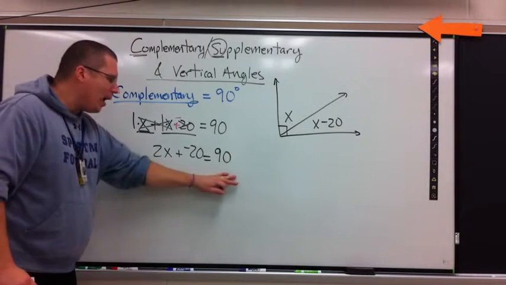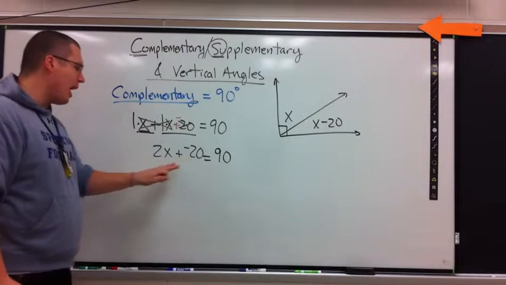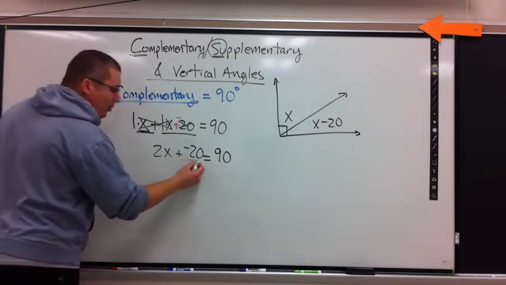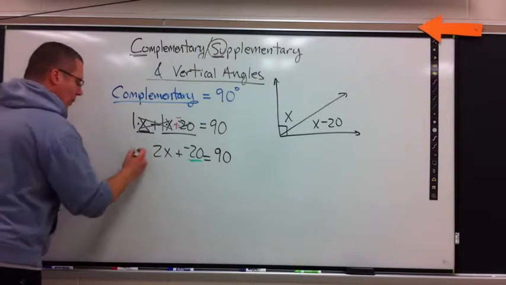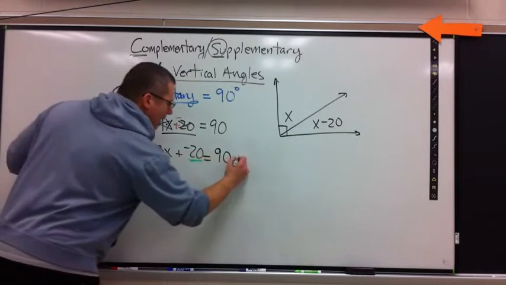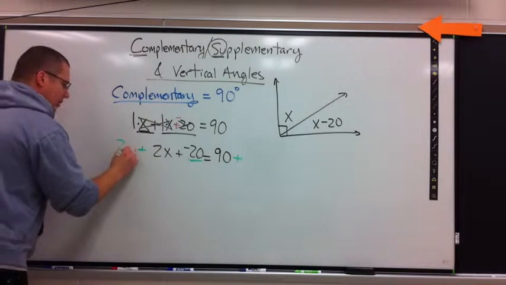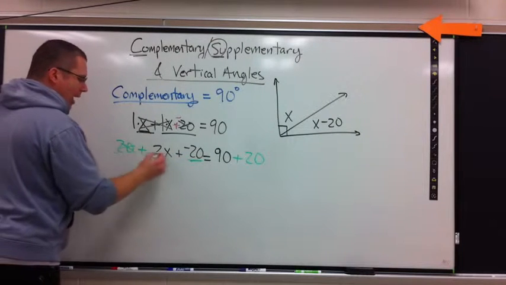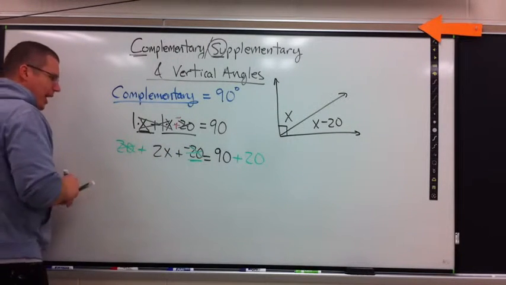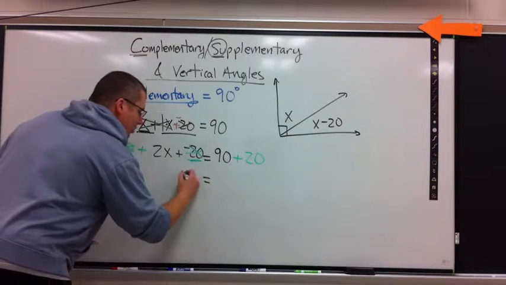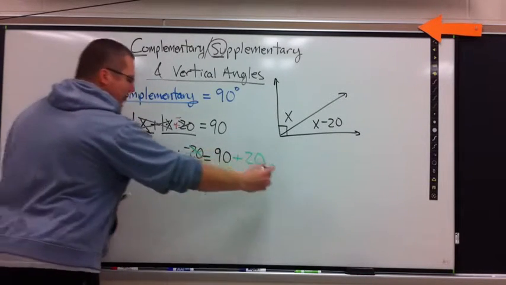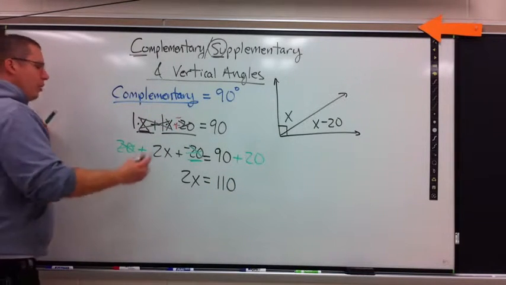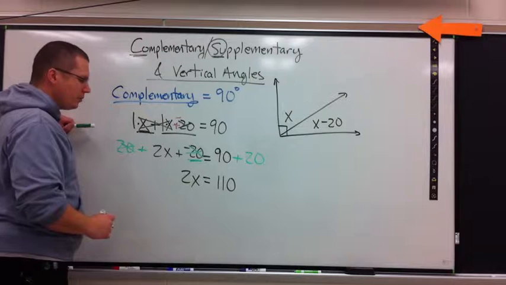You have to remember back how to remove things. How do I get rid of an added number? How do I get rid of a multiplied number? Let's do the added number first. How do I get rid of a negative 20? I must add. What do I add to both sides? Its opposite. Its opposite is 20. Negative 20 plus 20 go away. The only thing I have left on the left-hand side is 2x. On the right-hand side, 90 plus 20 is 110.